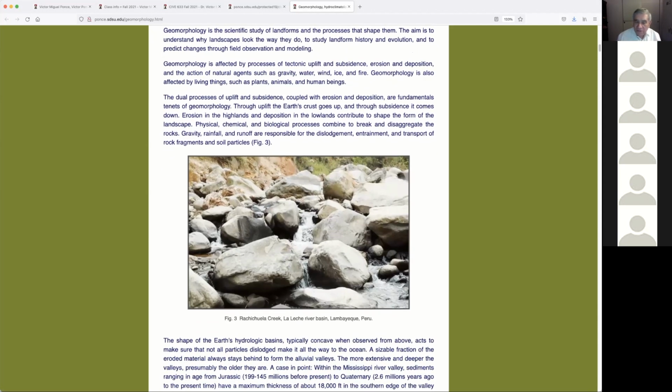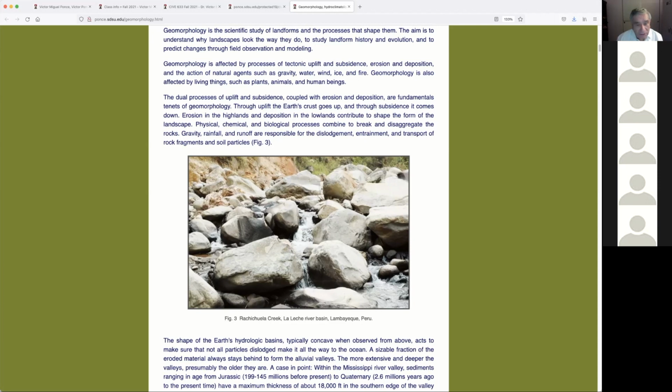And I have a picture in here that I took when I did a project in northern Peru back in the year 2008 actually. This is called Rachichuela Creek. This is an interesting picture because it kind of shows that the form of the earth is determined by the movement, the erosion. But this is erosion of huge boulders and rocks, right, on this river. The question that I've always posed to myself is this: hydraulics or hydrology? Actually, when you look at rivers, it's both.